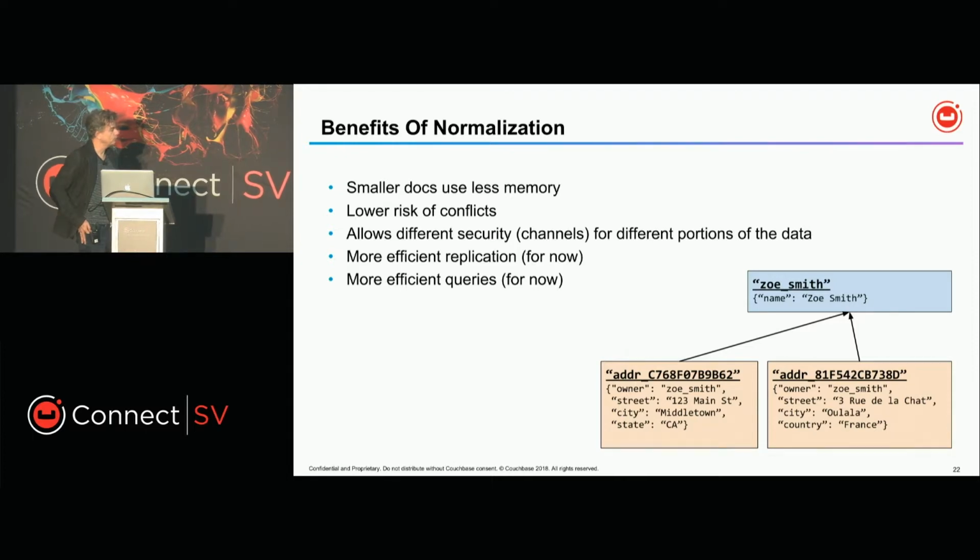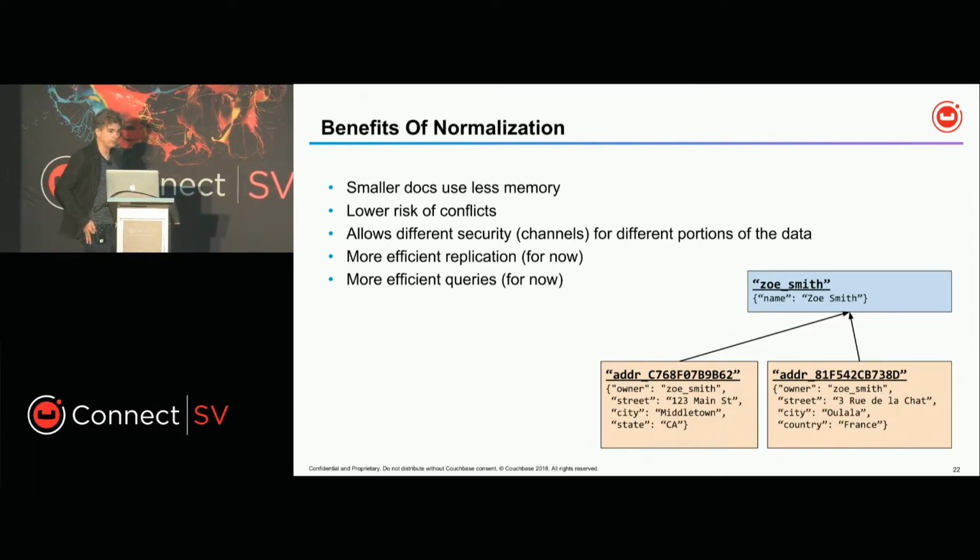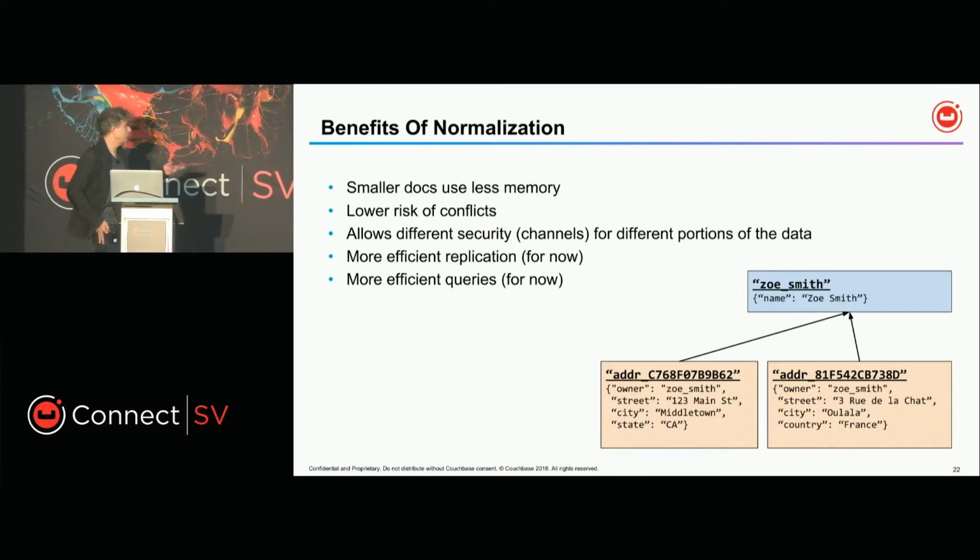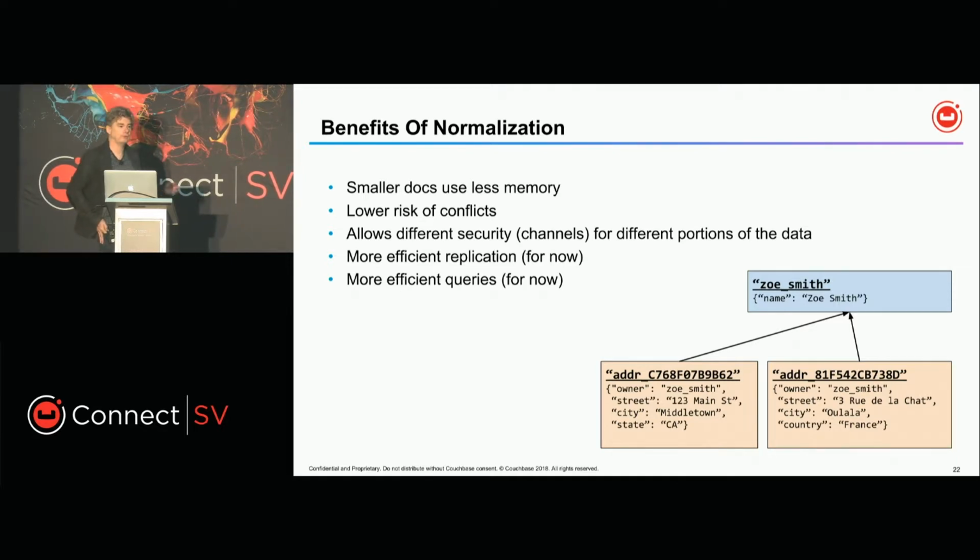You can have different security applied to different parts of the data. So like some of these child documents might have different security levels. This doesn't really fit in well with the example that I have here of addresses, but I'm sure you can come up with situations where some of the data involved in a larger construct has more security applied to it. So you could actually assign that to a different channel.